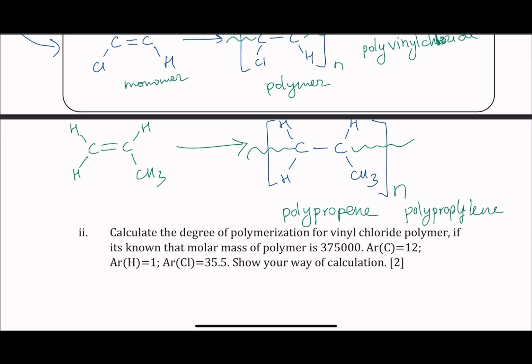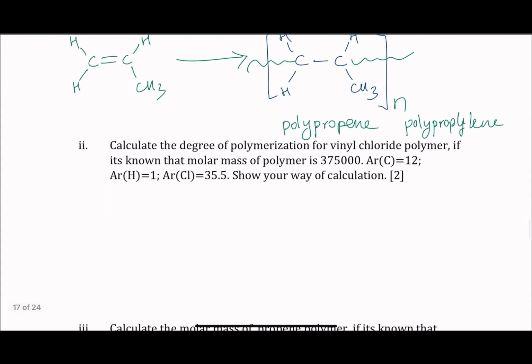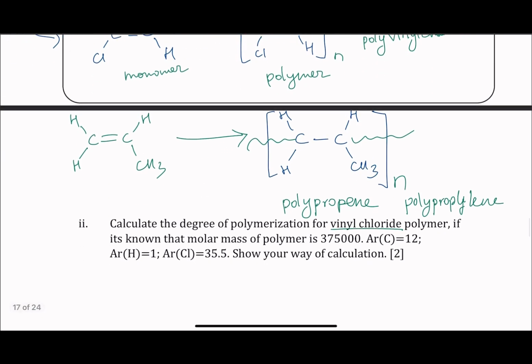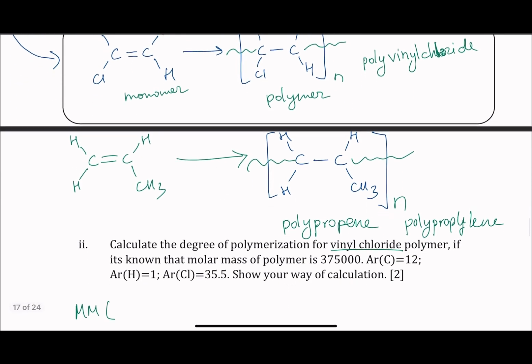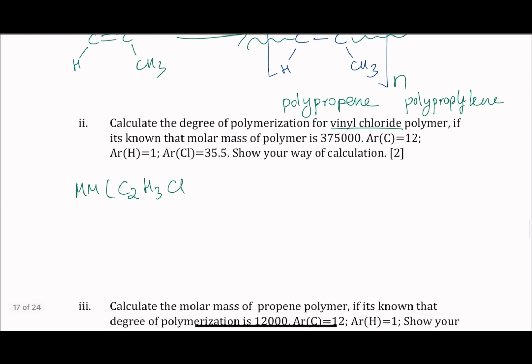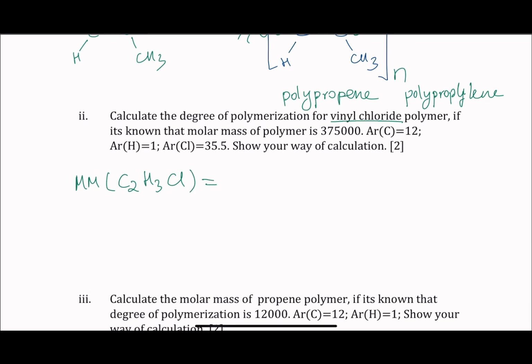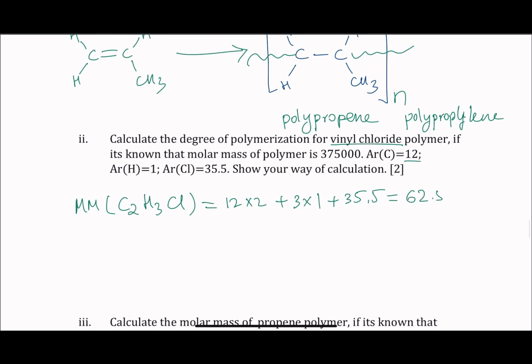So we actually gave you a hint in this part of the exam to an answer for the first question. And now it's asking us to calculate the degree of polymerization for vinyl chloride. So let's find the molar mass of the monomer. What do we have here? 2 carbons, C2. How many hydrogens? 3 hydrogens, and then chlorine. This is everything we have inside the monomer. Carbon is 12. So 12 times 2 plus 3 times 1 plus 35.5. And this would be 24 plus 3, 27, so 62.5.